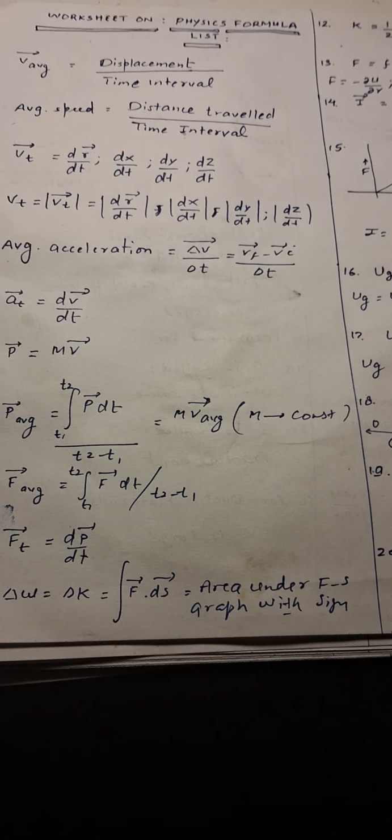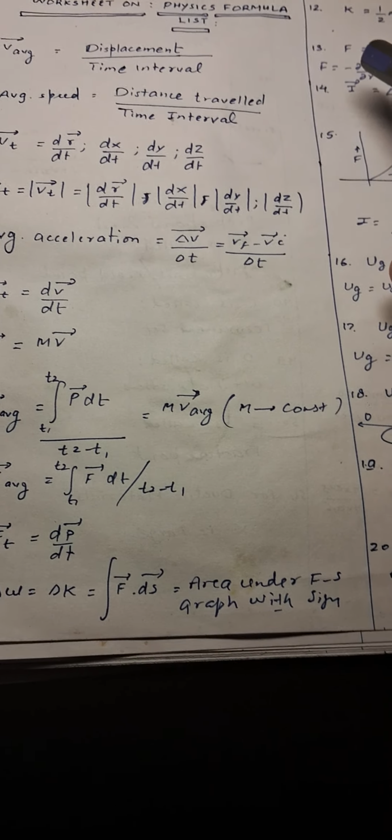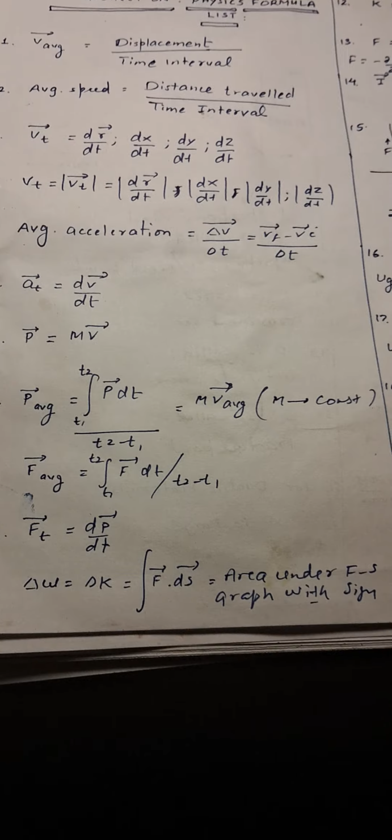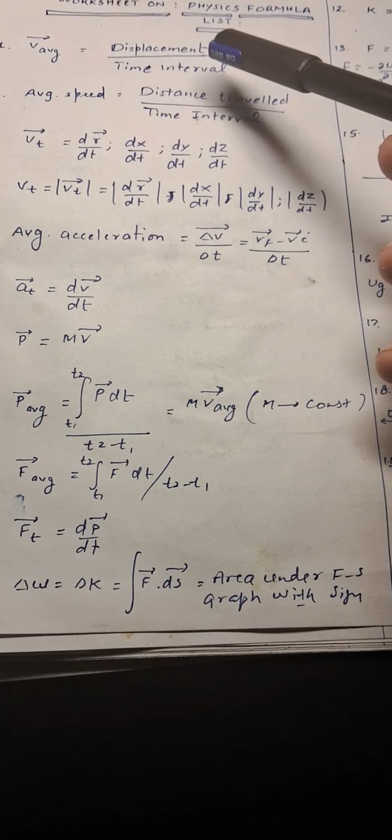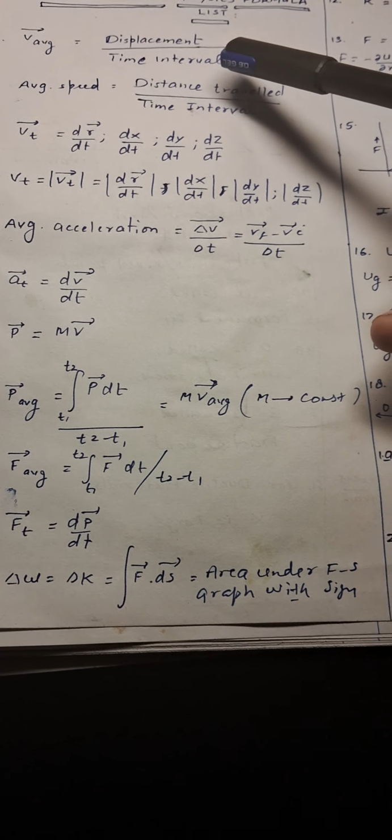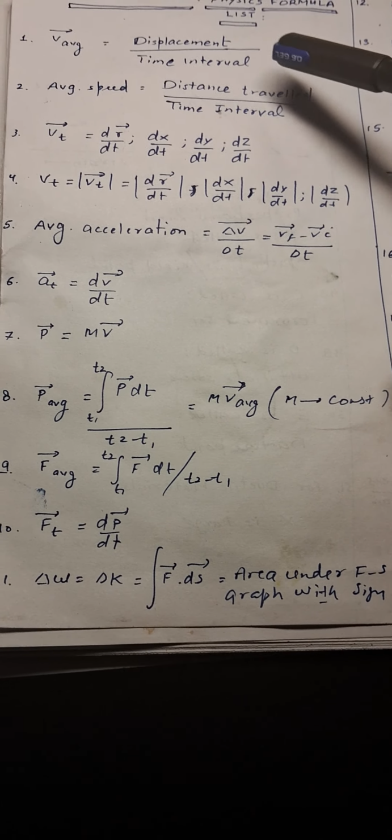Let's start with discussing the very basic concepts, the basic terms related to the various topics of physics. So let's begin the discussion with average velocity. Average velocity is displacement by the time interval. It's the ratio of displacement and time interval.